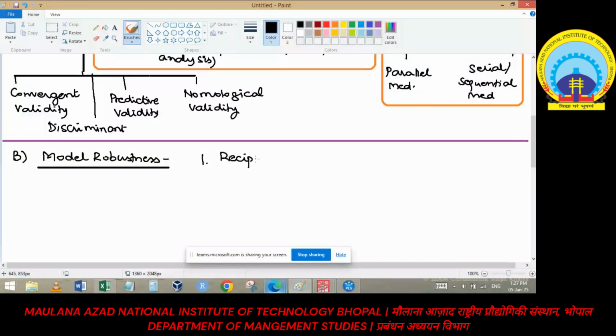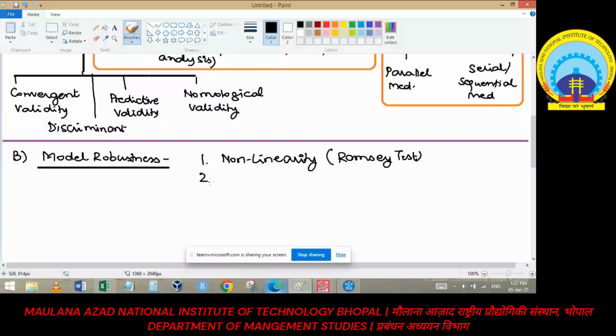Oh, sorry, not this one. Reciprocity will be the part of endogeneity. So here we talk of, first one is the non-linearity, because one of the assumptions of SmartPLS is that it works on the linear relationship. So here we have the Ramsey test for checking the non-linearity.